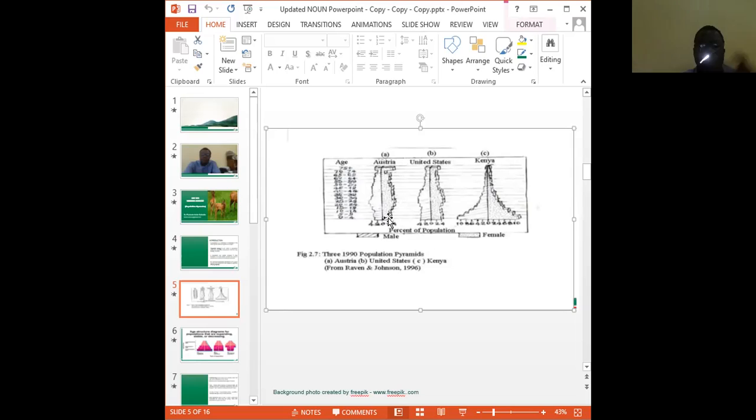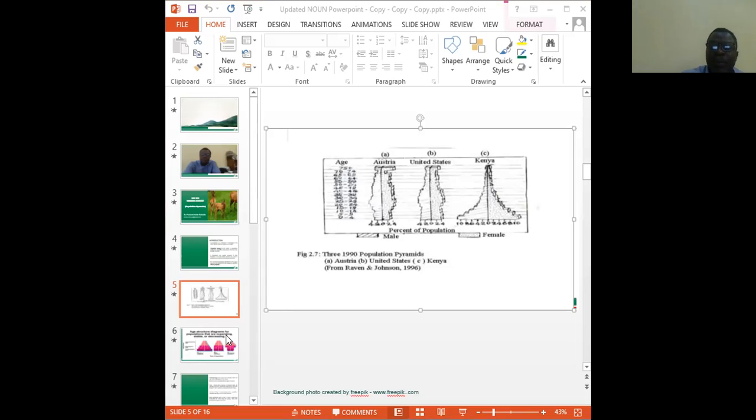So in most human population pyramids, the number of females will be disproportionately large as compared with the number of males. So it is noted that in any population pyramid, it's always a fact that the number of females is much larger than that of the males. And females even live a longer life than the males.